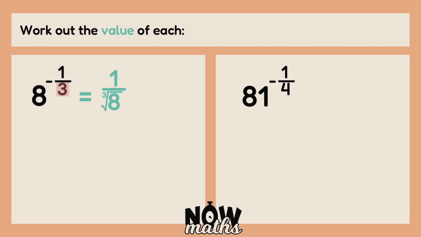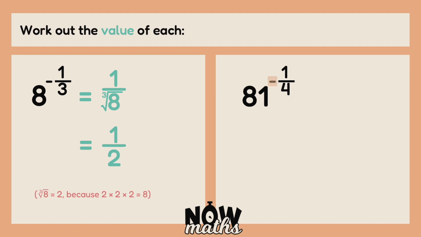To find the cube root, we need to find the number which multiplies by itself 3 times to give us 8. So the cube root of 8 is 2, so our final answer is going to be 1 over 2, or a half. For the next question, we're going to raise 81 to the power of negative a quarter.